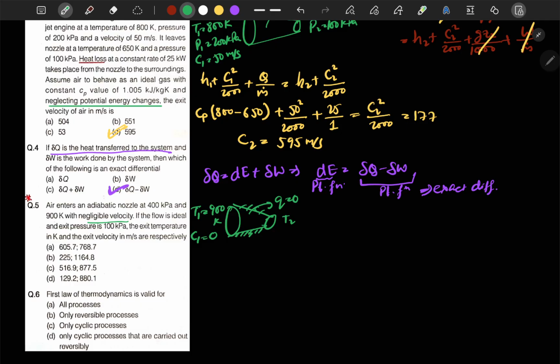The flow is of an ideal gas, and the exit pressure is 100 kilopascal. It is asked about the exit temperature in Kelvin and the exit velocity. What will be the T2 value and what will be C2?